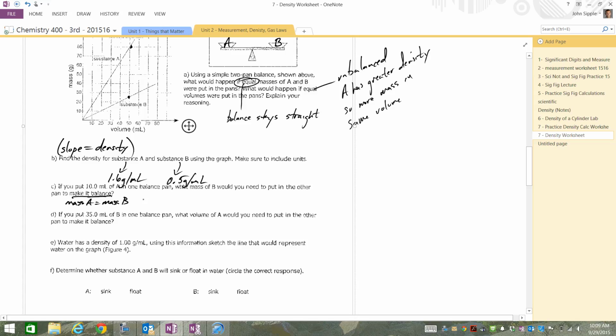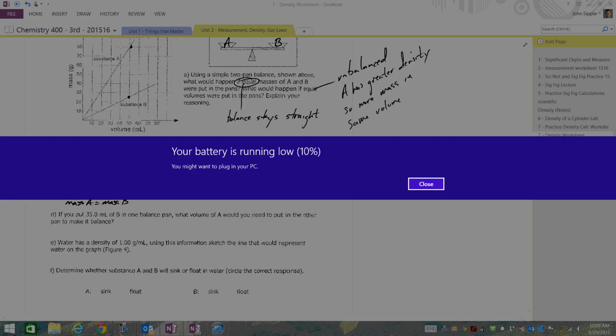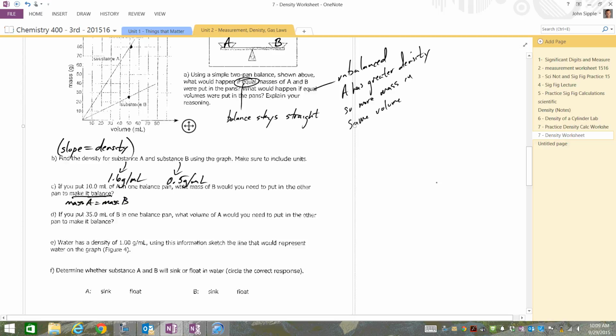Cassie, how'd you guys solve this one? For C, we use the graph on the bottom, where it's 10 milliliters for substance A. We follow the line where it would equal the same amount of mass for substance B. Okay, so you guys read the graph. That's a great approach. Anybody else read the graph? Good idea. You can read the graph and estimate it, right?